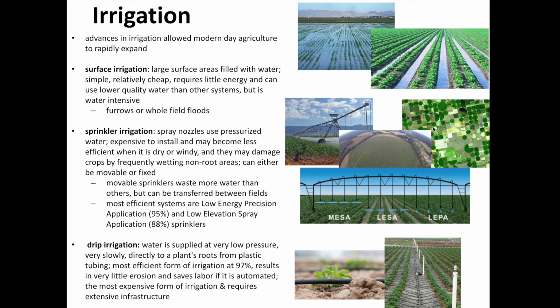Drip irrigation is the more efficient method. Water is supplied at a very low pressure, very slowly, directly to the plant's roots, so there's no airspace between where the water is released and where it gets there. And it results in really less erosion than flooding or surface irrigation. It can be automated to only deliver water when it's absolutely necessary, but it's extremely expensive and requires extensive infrastructure.